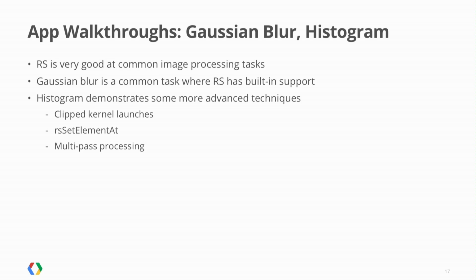RenderScript has been optimized for doing image processing tasks. We've been tuning it for this workload for a couple years now. It's getting pretty good at it. The intrinsics that Tim talked about include a Gaussian blur intrinsic. And so for blurring images or applying other simple operations to bitmaps, it's actually extremely easy to do that, and that's why we'll walk through that example. Histogram will demonstrate some of the more advanced techniques.